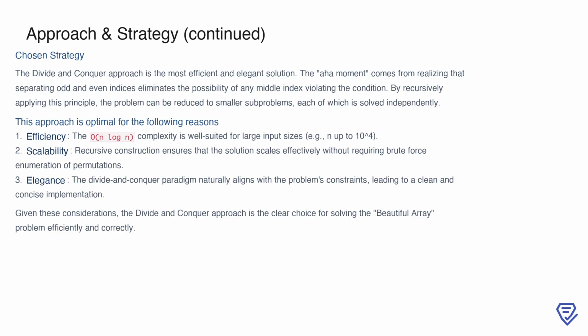First, it is highly efficient, with a time complexity of n log n, making it suitable for large input sizes, even up to n equals 10,000. Second, the recursive construction ensures scalability, as the solution naturally adapts to larger arrays without requiring exhaustive enumeration of permutations. Finally, the elegance of this approach lies in how seamlessly the divide-and-conquer paradigm aligns with the problem's constraints, resulting in a clean and concise implementation. These factors make the divide-and-conquer approach the optimal choice for solving the beautiful array problem both efficiently and correctly.